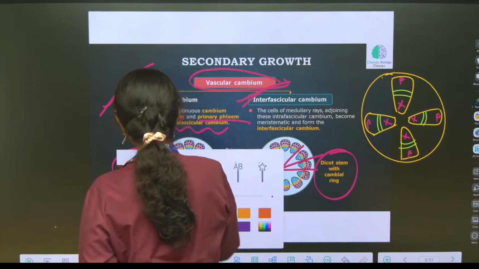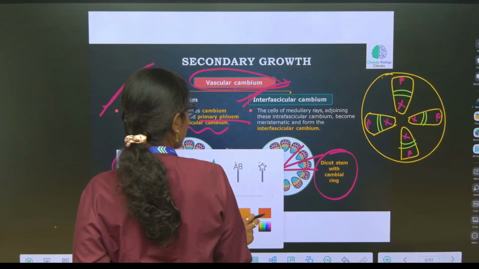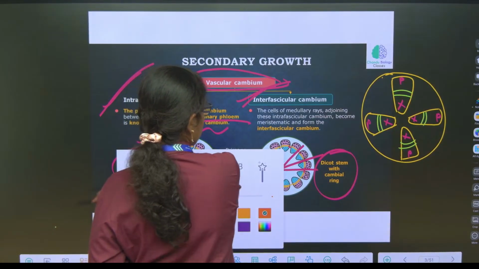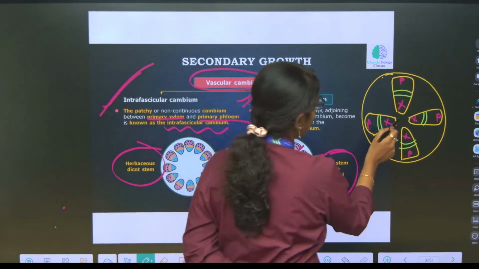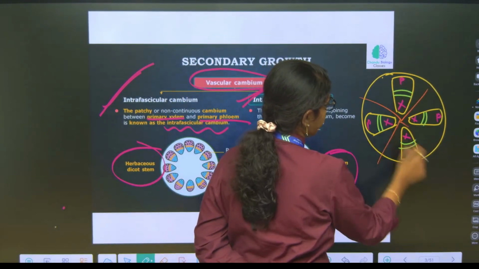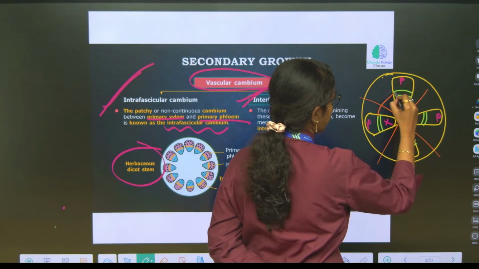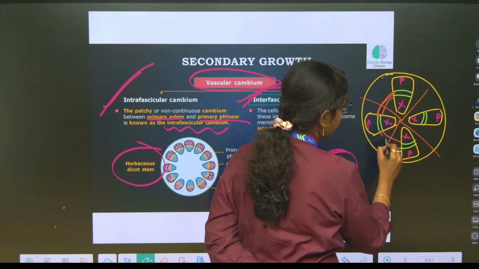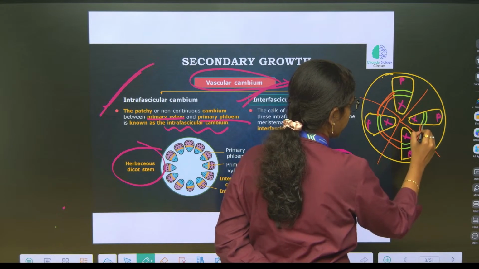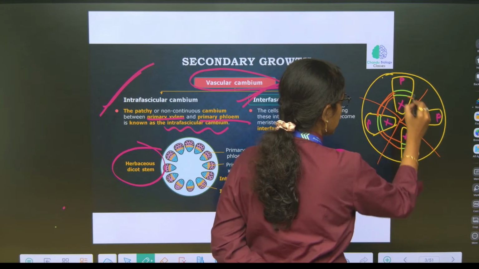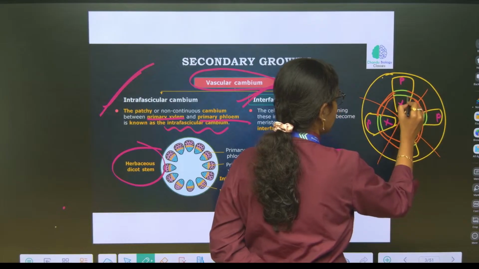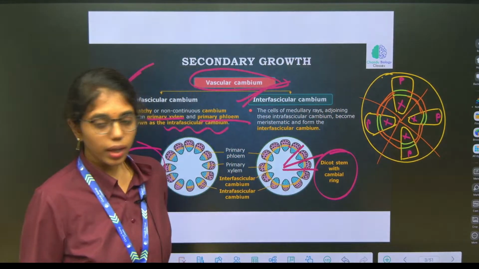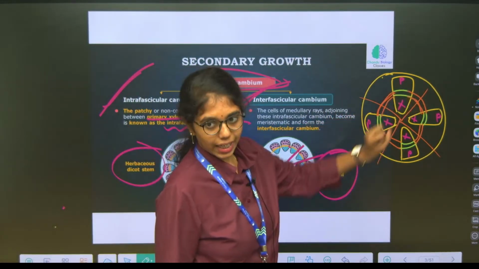Now, those medullary rays which are in between these vascular bundles will adjoin what? Interfascicular cambium. These medullary rays will adjoin intrafascicular cambium and this will form what? A continuous cambial ring, like this. Continuous cambial ring is formed. So, this will promote the secondary growth.